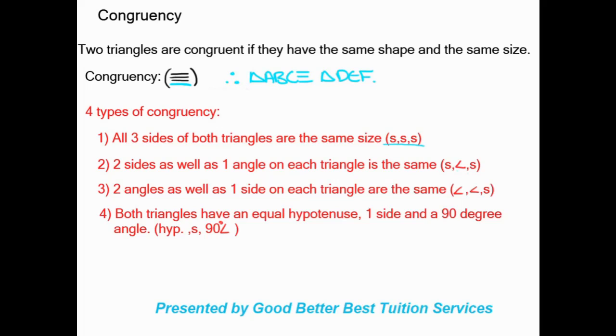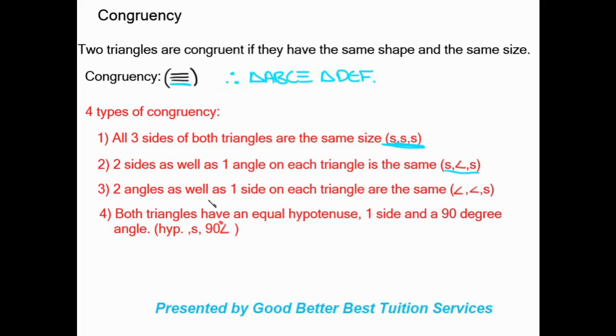Now to look at some of the different types of congruency or the conditions for congruency, we can see here 4 types of congruency. Number 1, all 3 sides of both triangles are the same size. So if all 3 sides of both triangles are the same size, we know that we have a side-side-side congruency. Okay? Now, second option, if 2 sides as well as 1 angle on each triangle is the same, that means we'd use the condition side angle side.